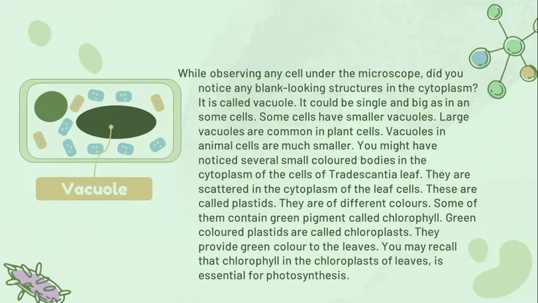Okay. So you might have noticed several small colored bodies in the cytoplasm of the cell of a Tradescantia leaf. They are scattered in the cytoplasm of the leaf cells. They are called plastids. These are different colors. Some of them contain a green pigment called chlorophyll. These green colored plastids are called chloroplasts. So they provide green color to the leaves. You may recall that chlorophyll in the chloroplast of leaves is essential for photosynthesis.